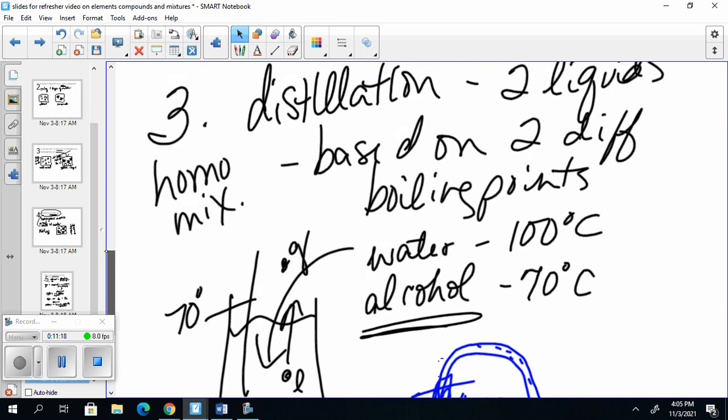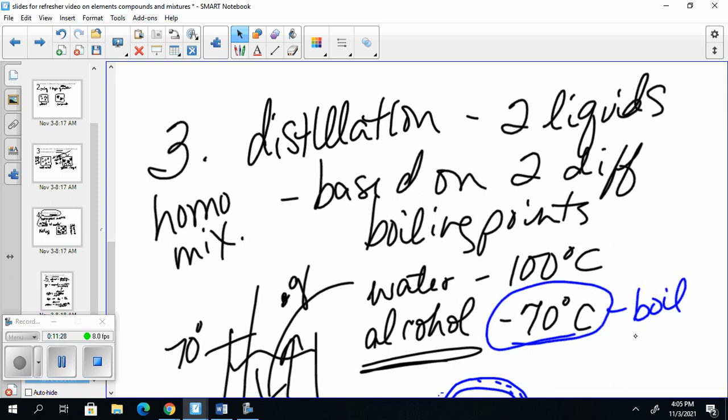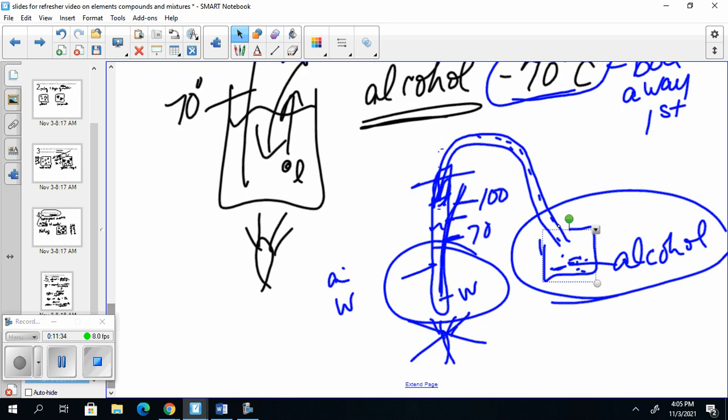So that process is called distillation, separating two liquids based on the fact that they have different boiling points. Whichever boiling point is lower, this one is going to boil away first. And if you want to collect it, you have to have some sort of a tube to collect the gas. Otherwise, the gas will just escape all over the room.